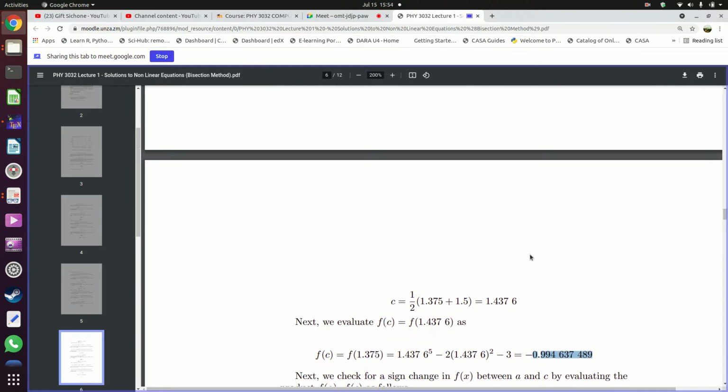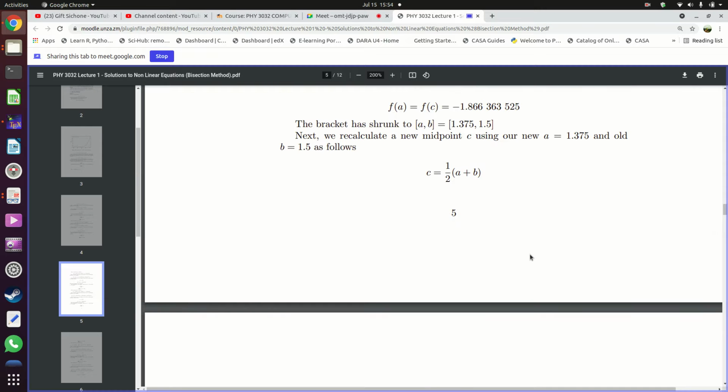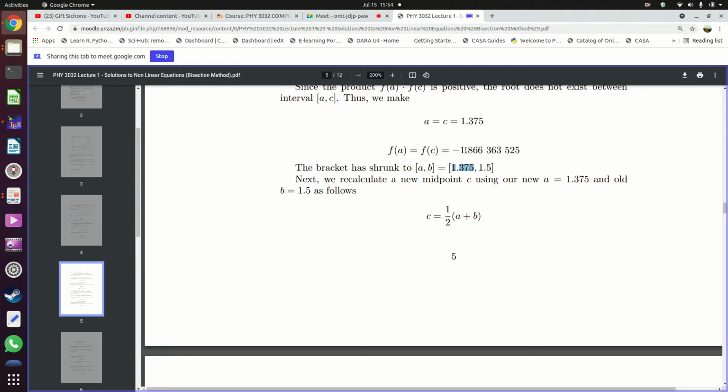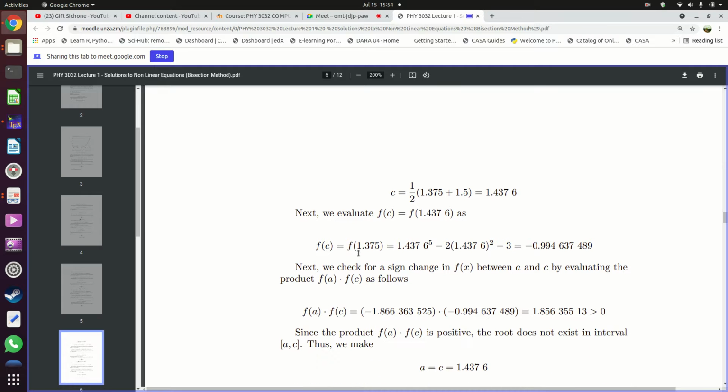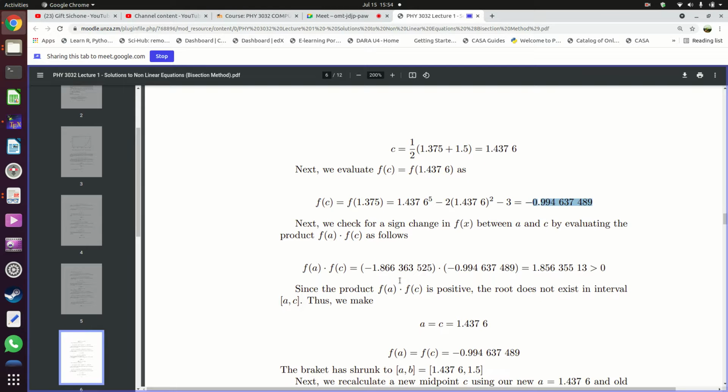Are we clear? Our A is 1.375, and the value of the function at A is minus 1.8. It's negative. So at our A, the function has a negative value. At our new midpoint you have worked out here, f of c, the value of the function is also negative. So we check if there is a solution to this function between A and C by working out the product f of A times f of c.